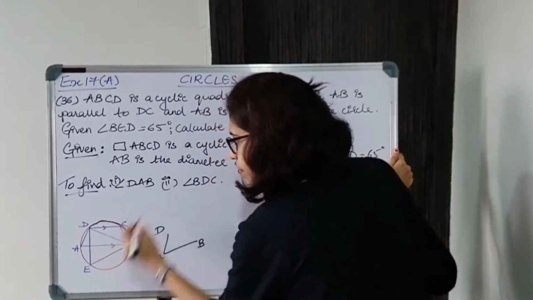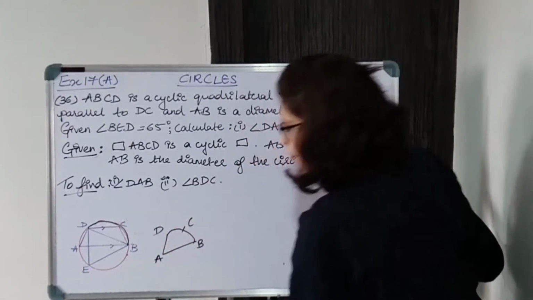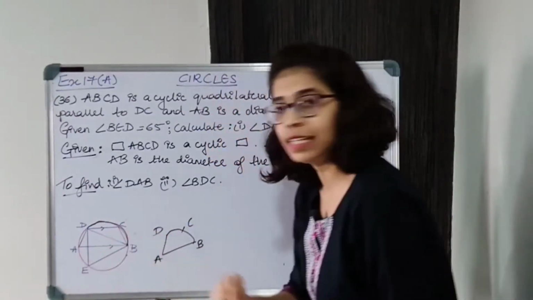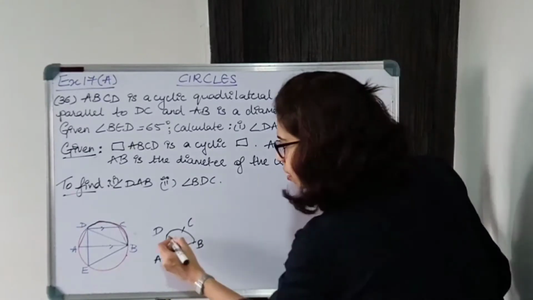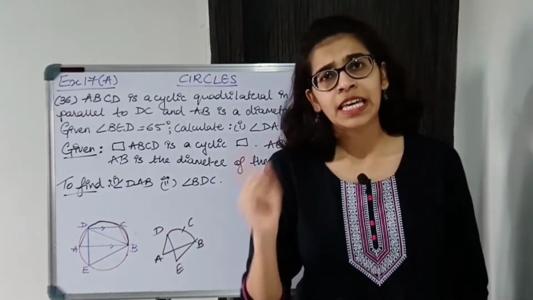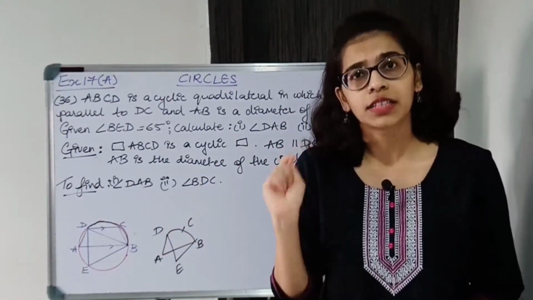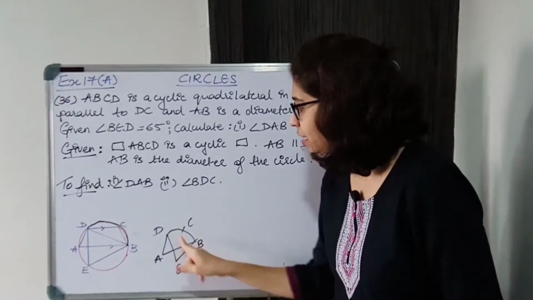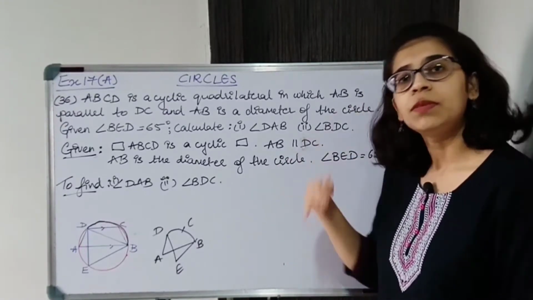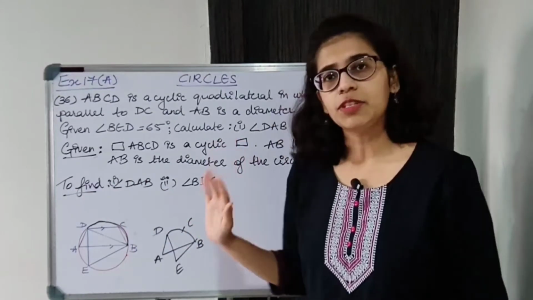This arc is DCB, okay? So DCB. Now this same arc DCB is subtending one more angle DEB on the circumference of the circle. If both the angles are subtended by the same arc or by the same chord on the circumference of the circle, then both the angles are equal. So angle BED and angle DAB both are equal. So BED is 65 degrees, DAB will also be 65 degrees. It's very easy. Now DAB is easily found.